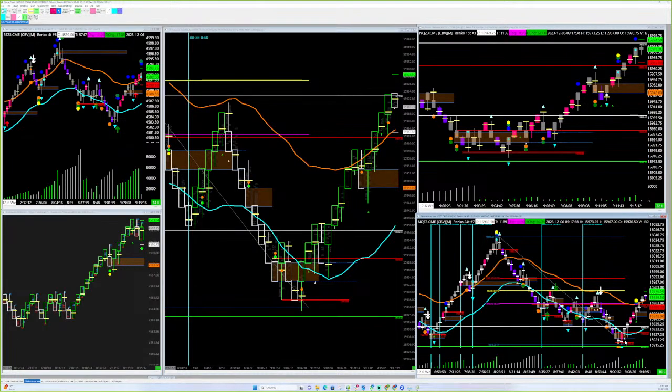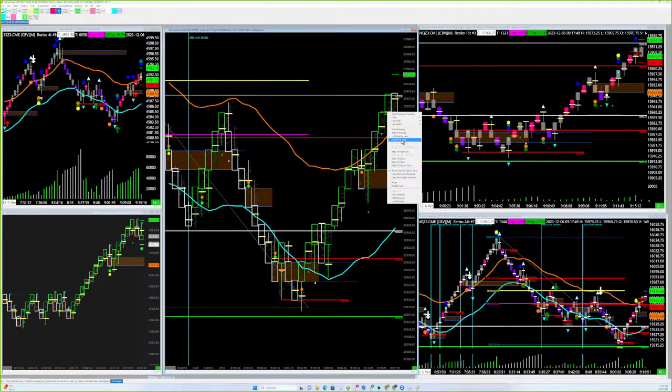It could. There's no question about it. There's your orange dot up. So if you're long, you don't want a POC underneath that point.